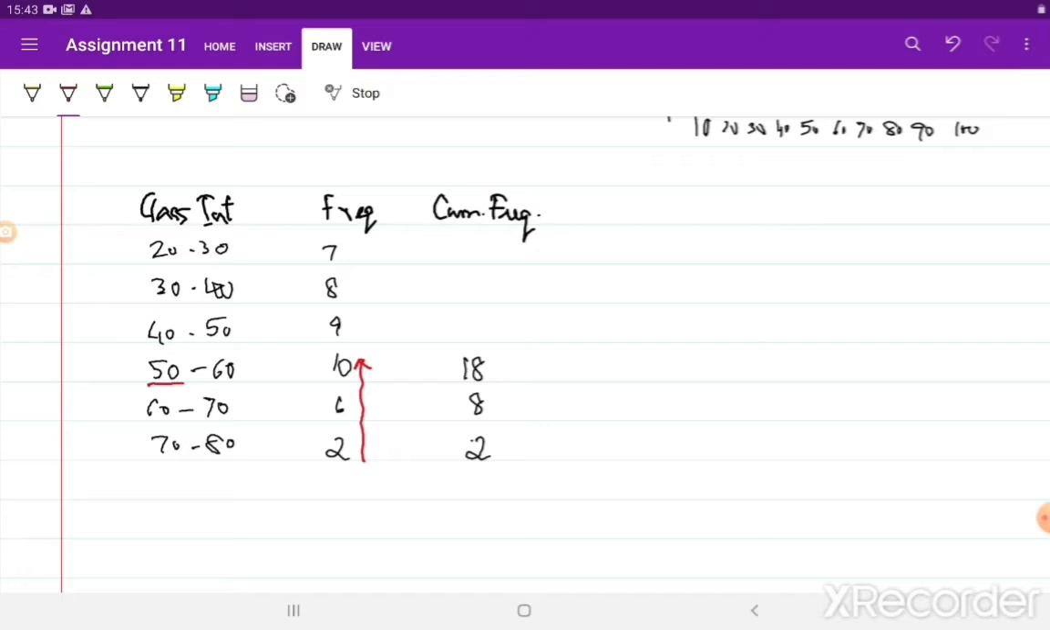the lowest class interval. So proceeding in this way, the number of observations greater than 40 would be 18 plus 9, which is 27. The number of observations greater than 30 is 27 plus 8, 35. And the number of observations greater than 20 is 35 plus 7, which is 42. Once again, I need to plot this.